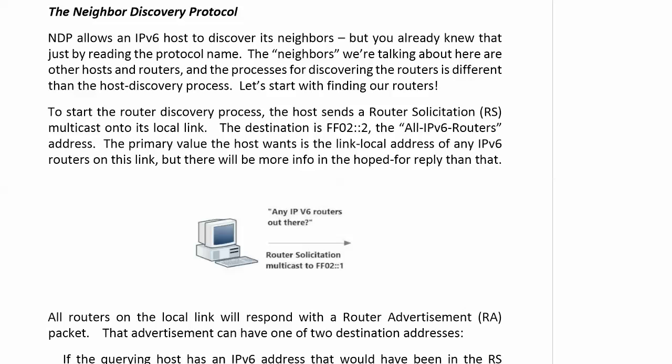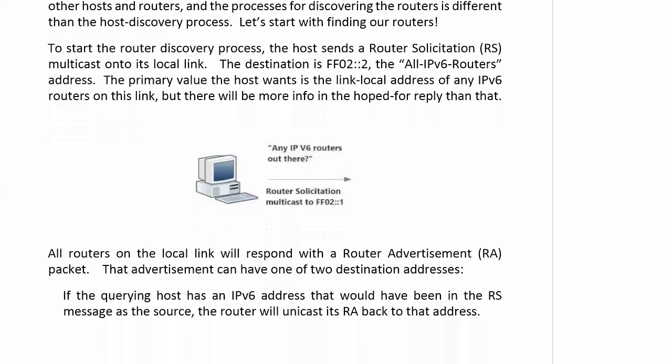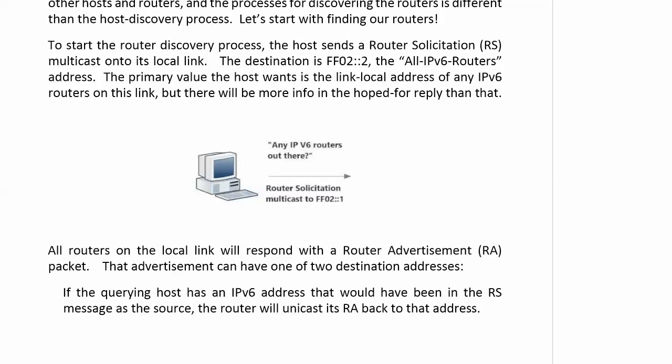So we're going to start with finding our routers. And this involves something called a router solicitation message. To start the router discovery process, the host sends an RS multicast onto its local link. The destination is FF02::2, the all IP version 6 routers address.